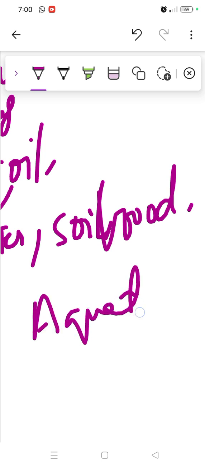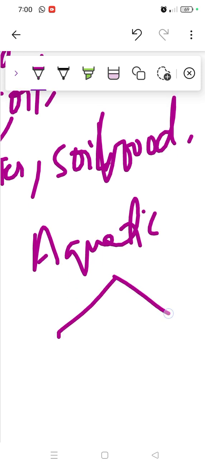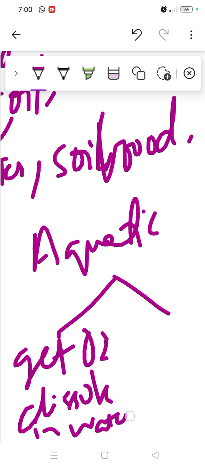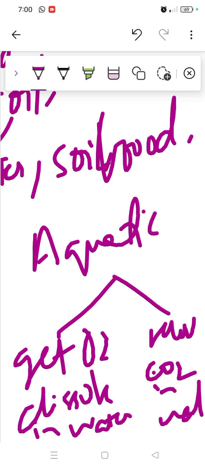And even aquatic plants you'll see. Aquatic plants have two conditions. They get O2 dissolved in water. Then second, you'll see release of CO2 in water. So these are the conditions. I'm sure it's clear to you.